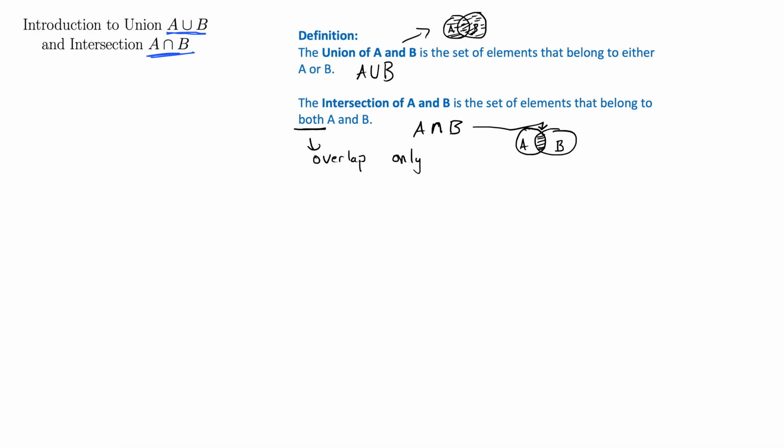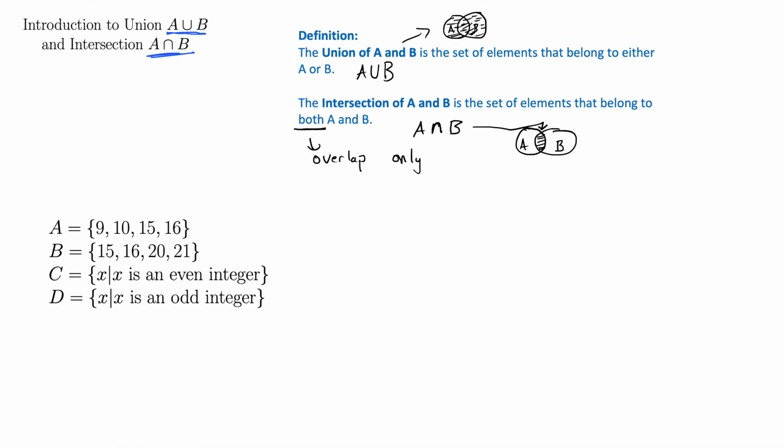Let's bring this down to earth a little bit with an example. Let's define the following sets of numbers. Let A be 9, 10, 15, and 16. B is 15, 16, 20, and 21. C is x such that x is an even integer, so this is the set of all even integers. And D is x such that x is an odd integer, so that's the set of all odd integers. This vertical line here is read as "such that." Given those sets, we can do some examples here.